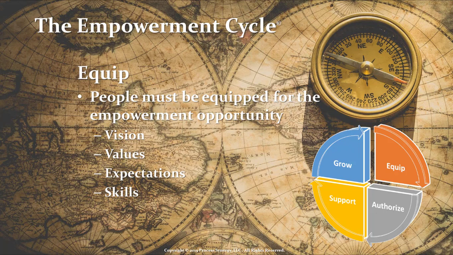The first step in empowerment is to equip the person you want to empower. Equip means to give them everything they need to be successful in the task at hand. Clearly, they have to learn the skills they need to be successful in the assignment, both hard and soft skills. But don't forget, they also need to understand your objectives, your vision, and your values. That is, what do you hold as important? And your expectations. If they don't know what you want, they may execute well, but not achieve the desired results.